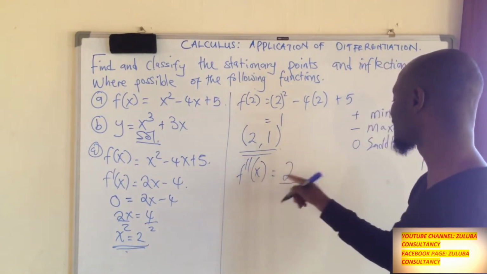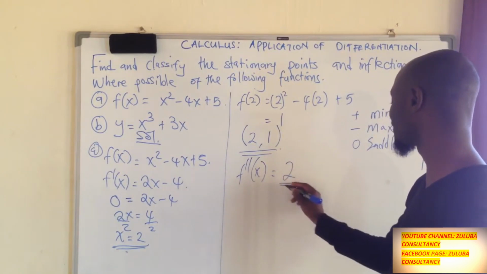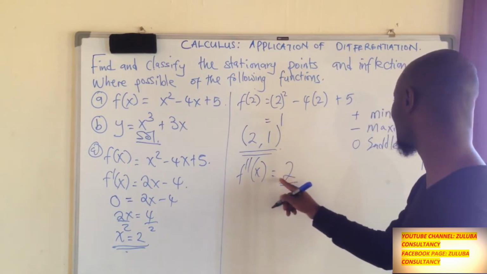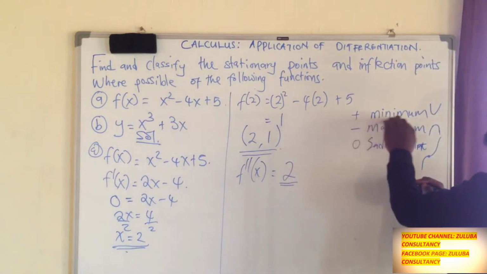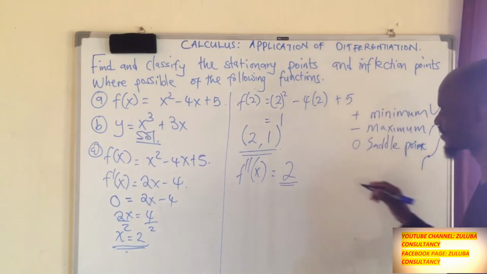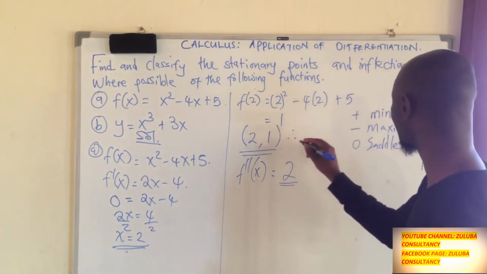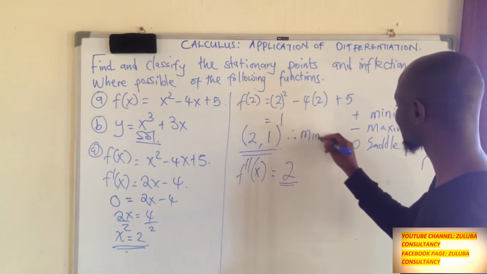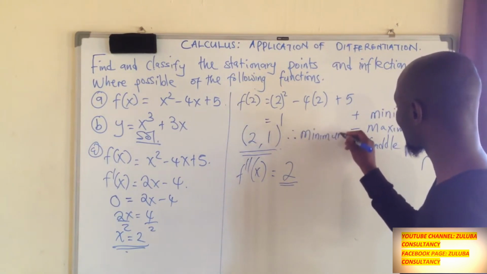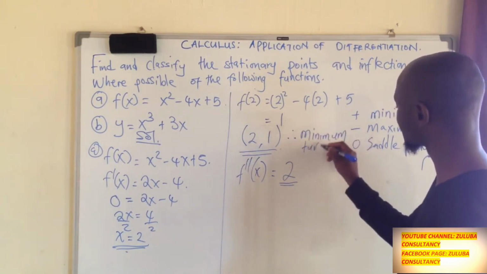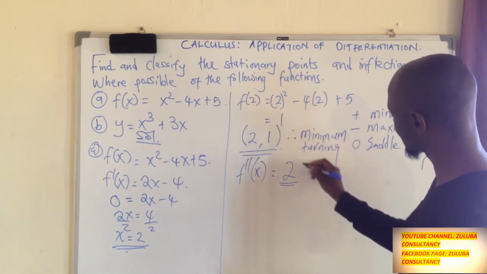Now when you look at this, which sign is it? You can clearly see that it is positive. So we have what we call the minimum turning point. So we can say therefore this one is a minimum turning point.